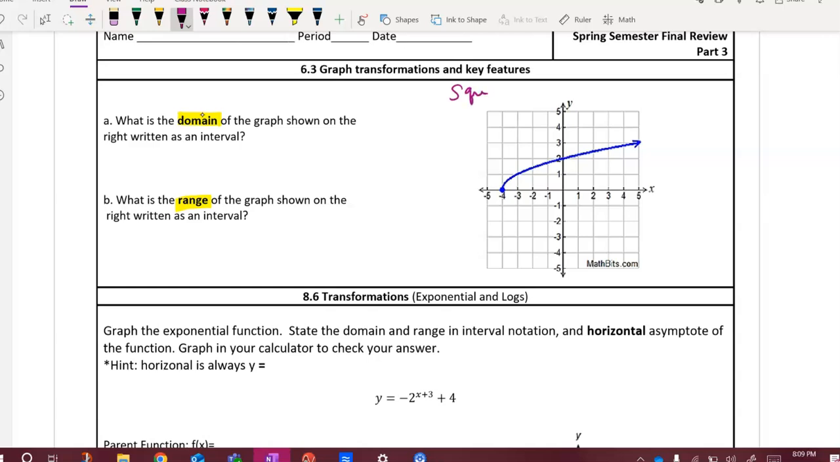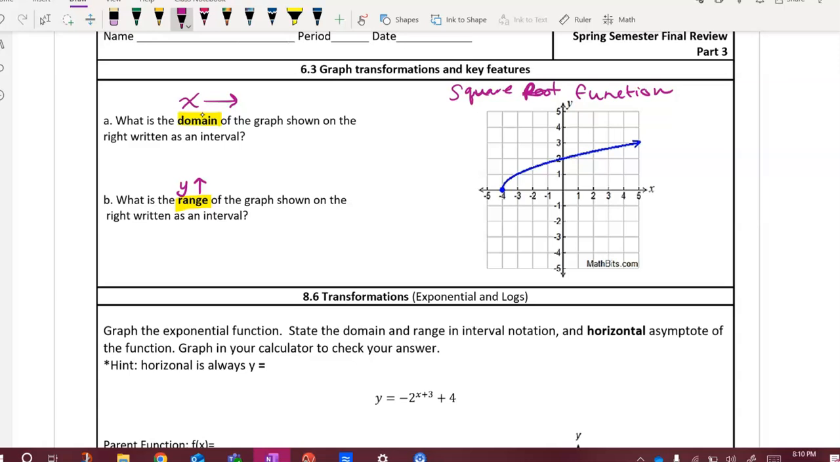This graph that you're seeing here, this is a square root graph or function. And so it's just asking for the domain and range. So as a reminder, domain represents the x values from left to right, and the range represents the y values from bottom to top.